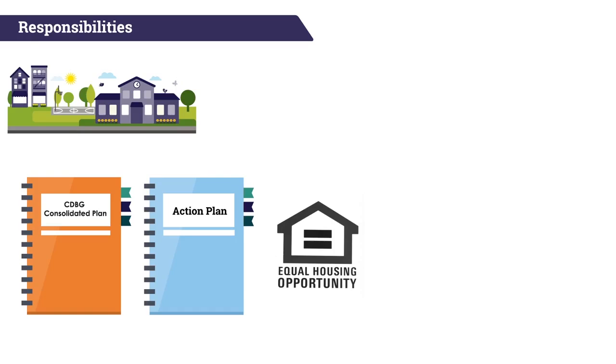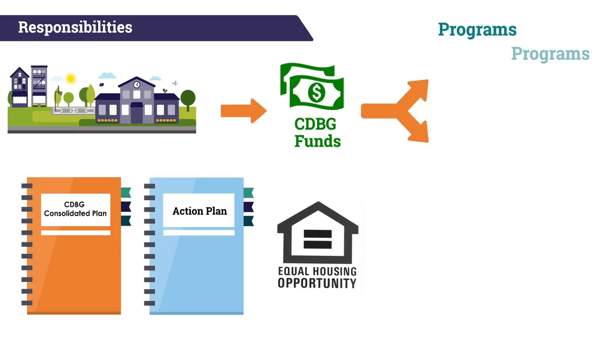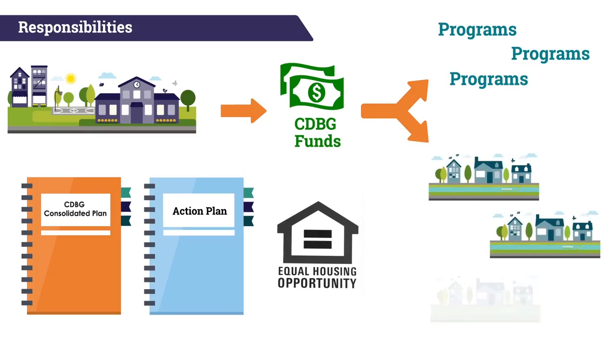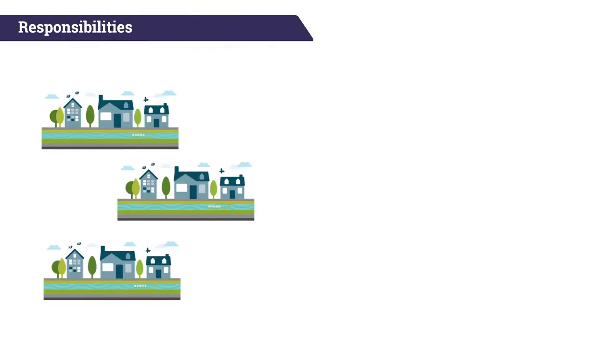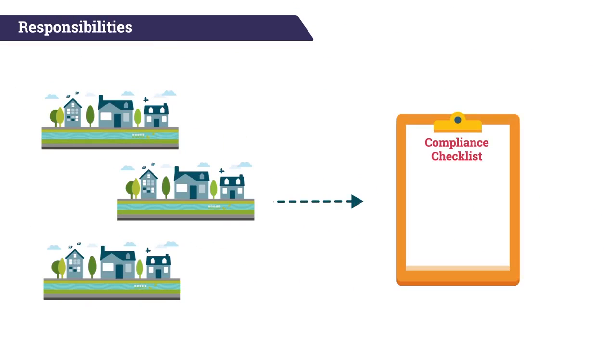The county also must determine how to allocate funds among its own programs as well as participating communities. The county must ensure that participating communities are complying with CDBG and cross-cutting regulations. Yet, direct control of program implementation lies with the participating communities.